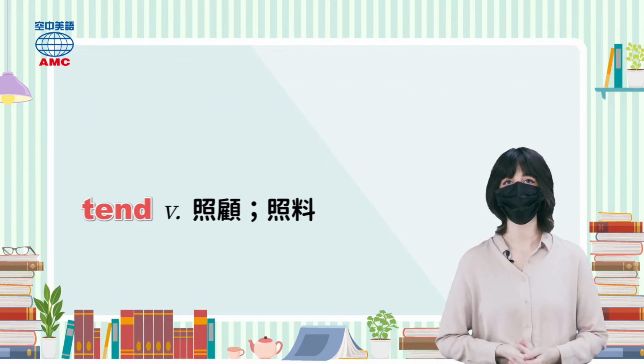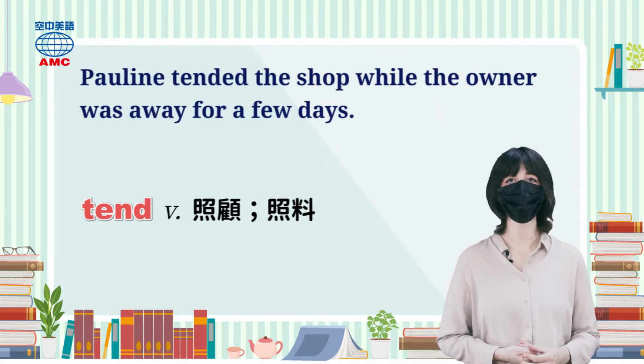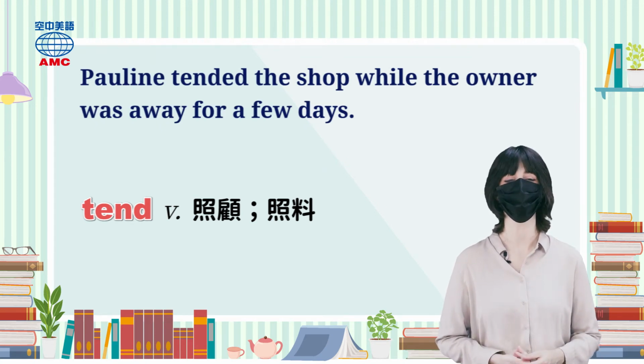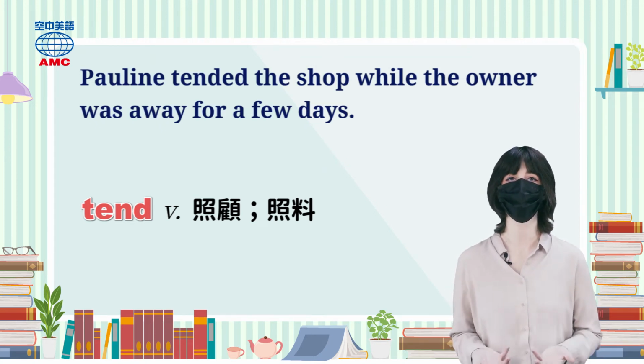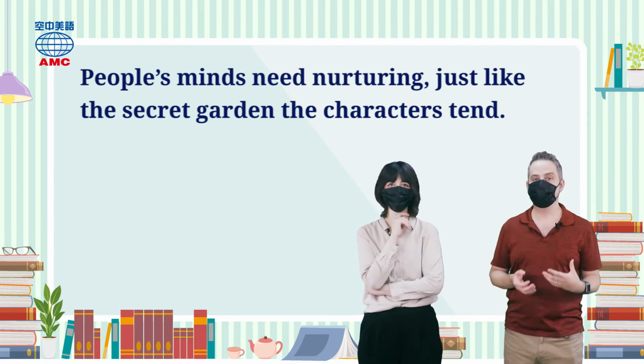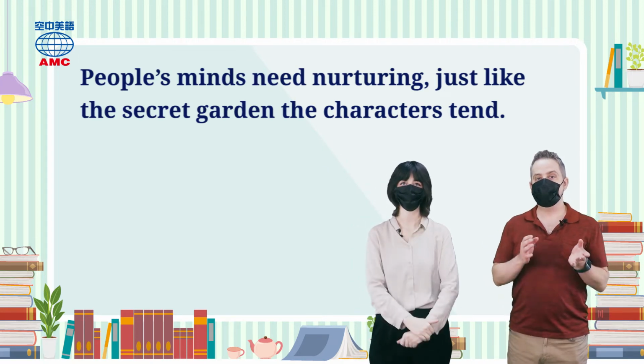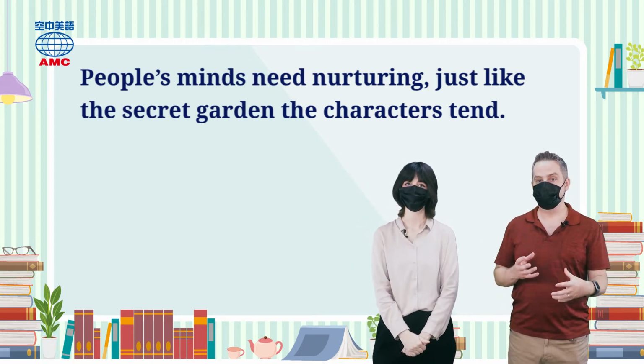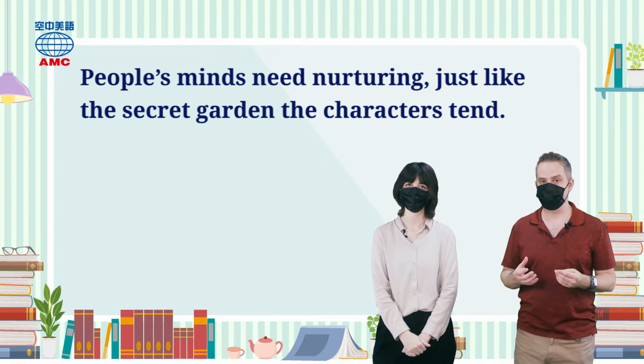So for an example sentence, you could say, Pauline tended the shop while the owner was away for a few days. That means she watched over the shop and took care of things there. Okay, so they're kind of tending to the garden and they're tending to themselves at the same time. Yes. And this relates to this theme of having a positive attitude, okay?